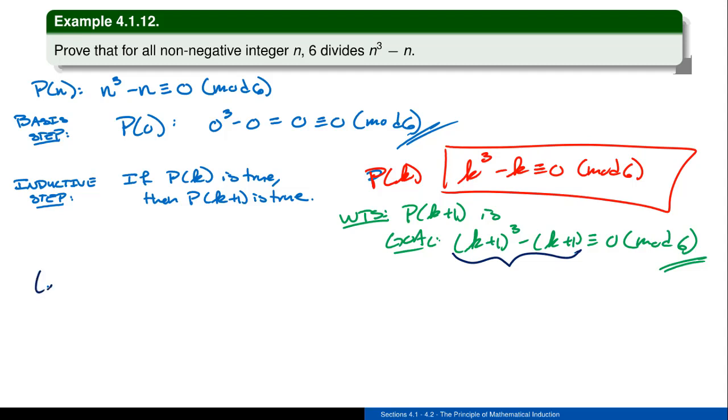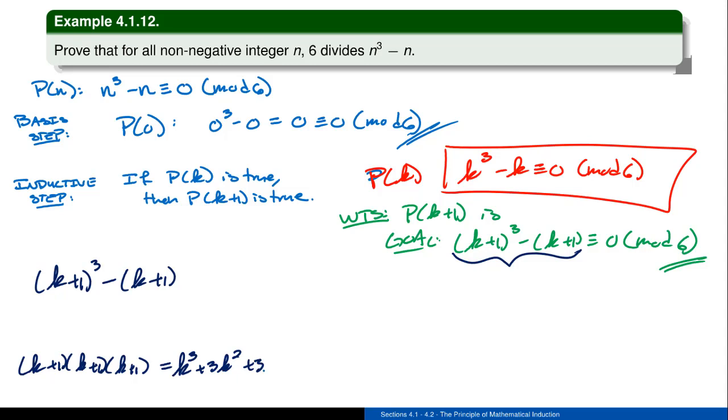So in this case, I'm going to look at k plus 1 cubed minus k plus 1. What I have to do is take this k plus 1 and cube it out. So you're going to have something like k plus 1 multiplied by k plus 1 multiplied by k plus 1. And if you multiply all of that out, you're going to get k cubed plus 3k squared plus 3k plus 1. If you want to do the full foiling on that and then do that double distribution on that extra k plus 1, you will in fact see that expression kick out.